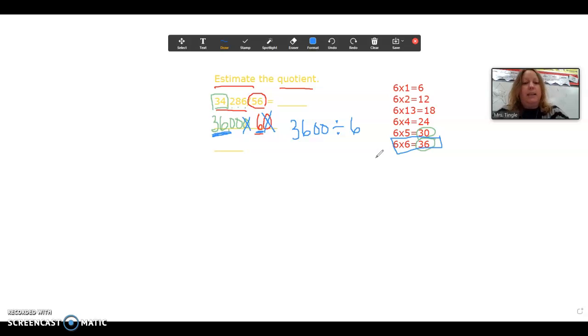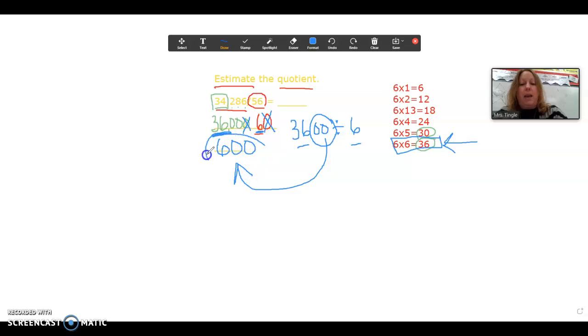Now looking at 3,600 divided by 6, let's just look at our basic fact. Focus on that basic fact, which is 36 divided by 6. Well, what is 36 divided by 6? We're going to know that because of our 6 times tables, right? 36 divided by 6 is 6. Now, we still have these two zeros here. They're just going to come right over here and tag along at the end of our answer.